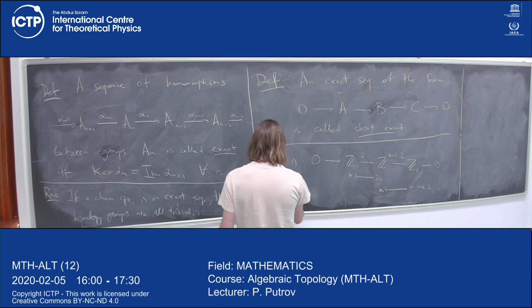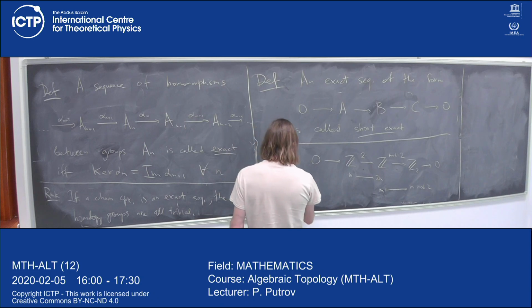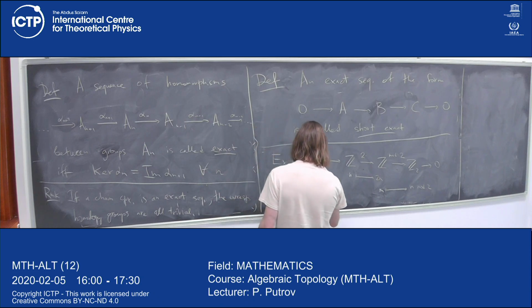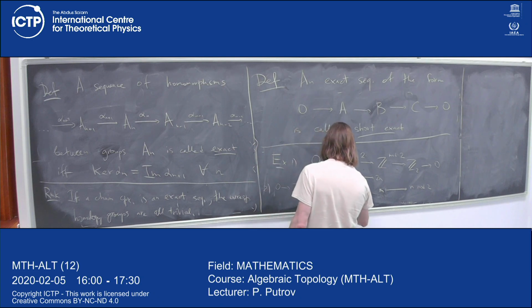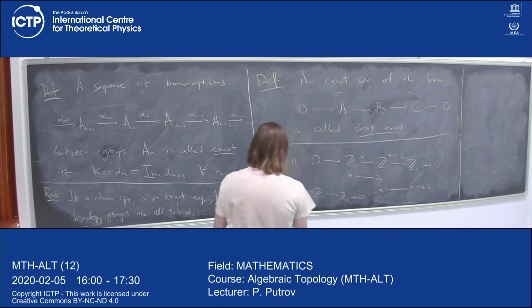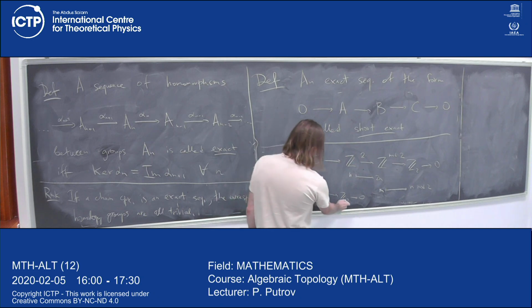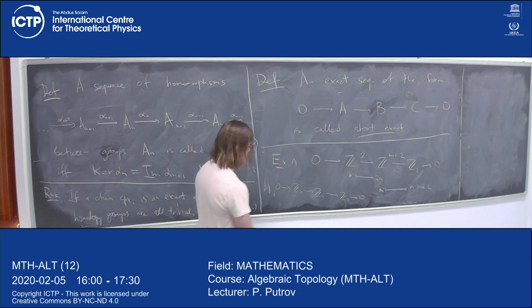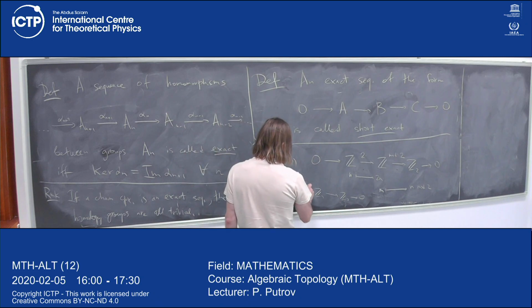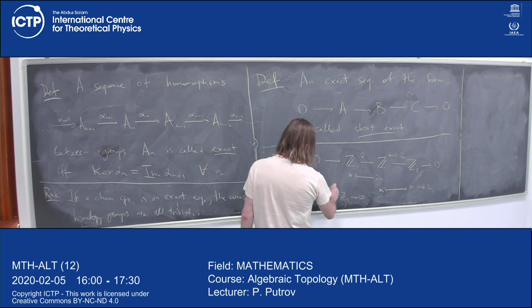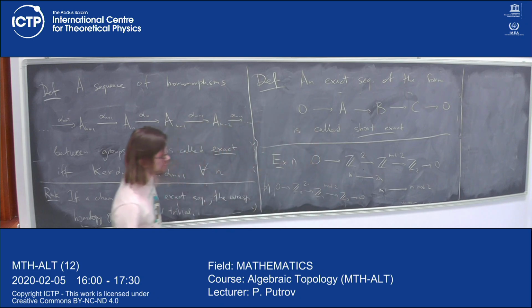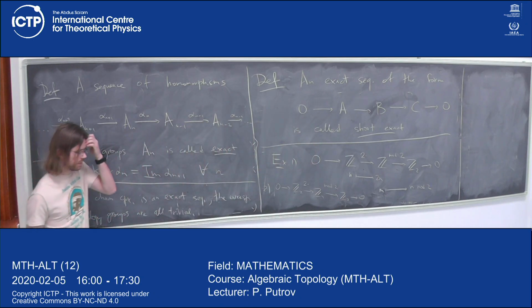Okay, to make your life easier, we can give you another one. Here this is numbers modulo 2, this is numbers modulo 4, and this is numbers modulo 2. Here I again take multiplication by 2, and here I again take modulo 2. And this is also an example of a short exact sequence.